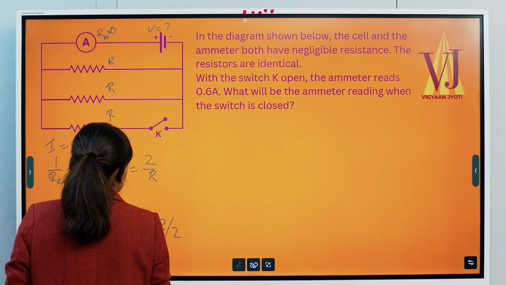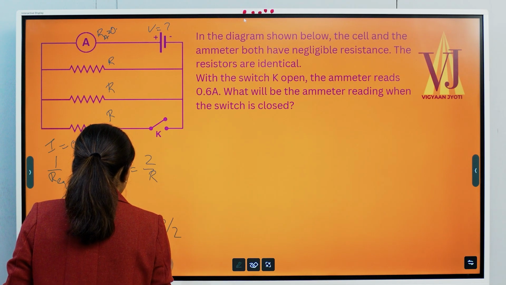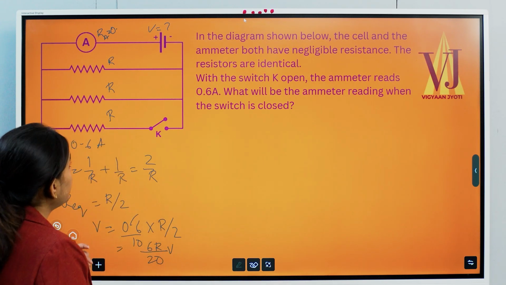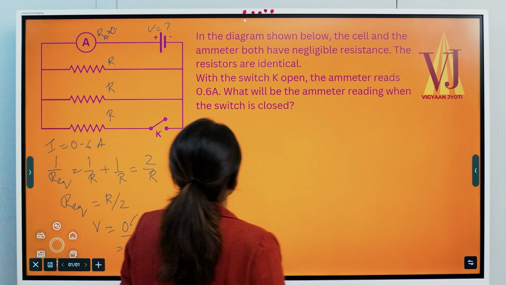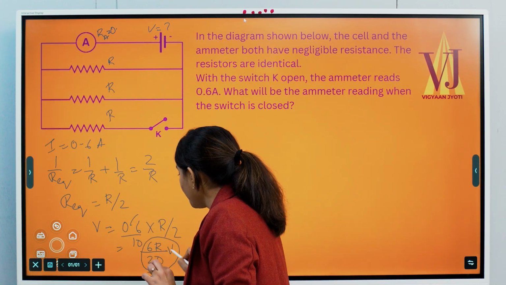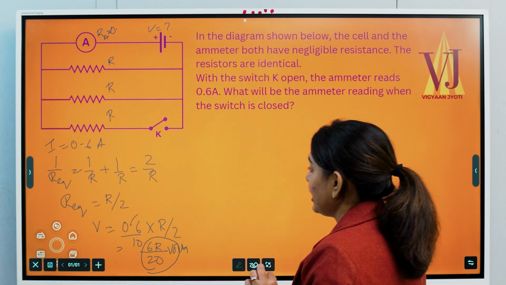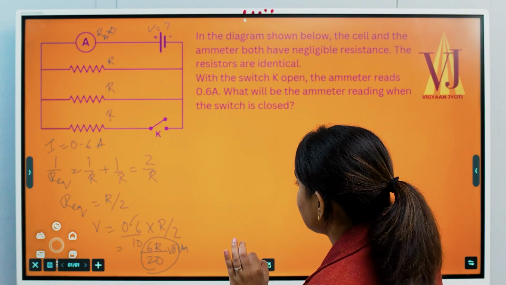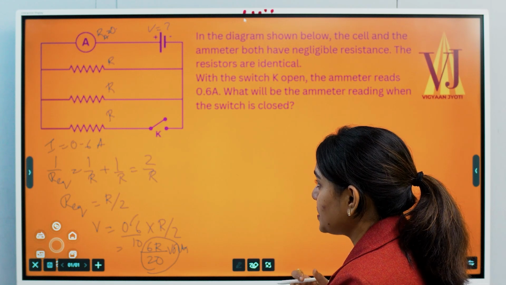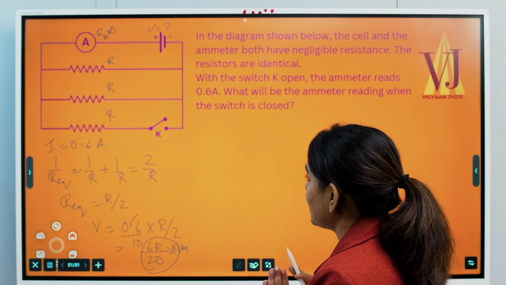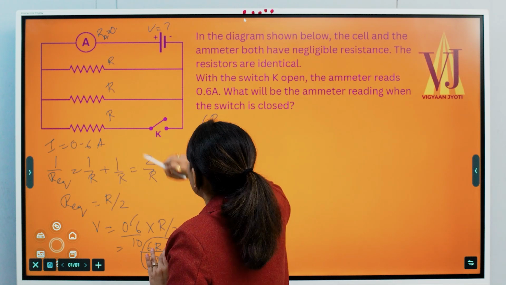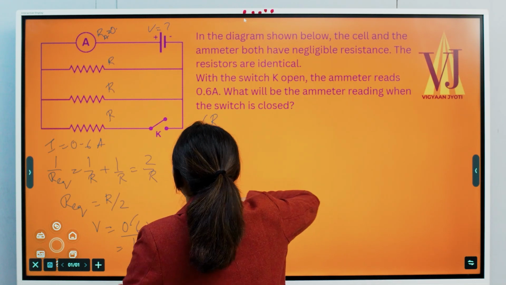That means 6R by 20 volt. Clear? Understood? Okay. Next, this is my overall voltage, yes or no? This is my overall voltage, because the current drawn is 0.6 ampere, and we have found the equivalent resistance of the two resistors. My voltage is constant, so this will be my voltage in this case also, when this is now closed.